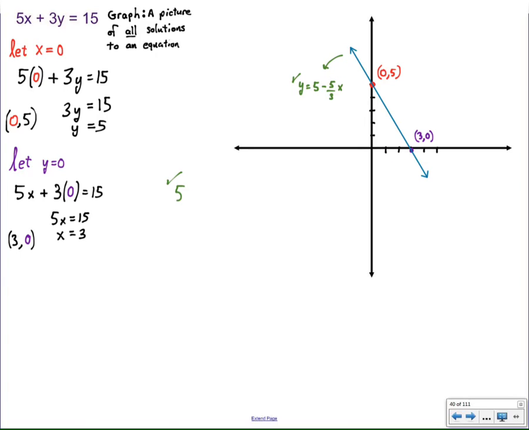Now, in order to prove that it's absolutely true, I'm going to take my given equation and solve for y, and if I get the same equation, then I'm golden. And indeed it turns out that 15 divided by 3 is 5, so we have 5 minus 5/3 x, which is what my line shows. So now I see here all solutions to the given equation, and I verified using my algebra skills.